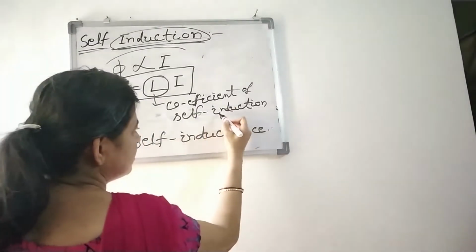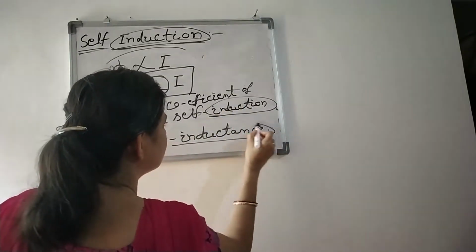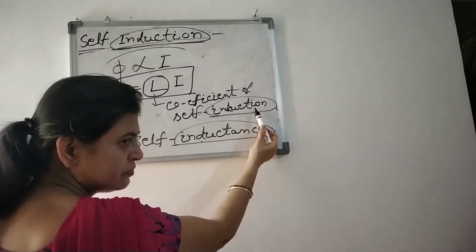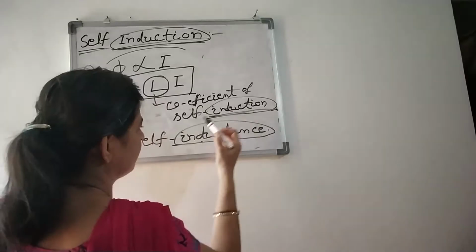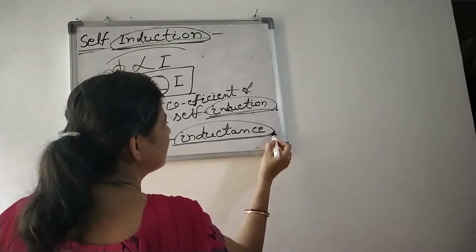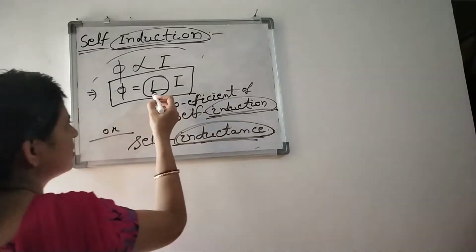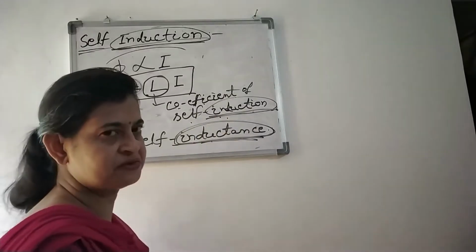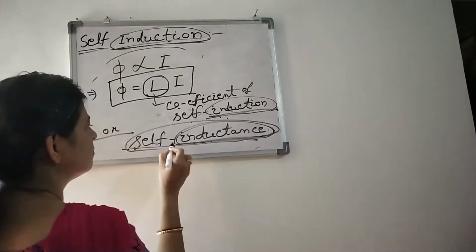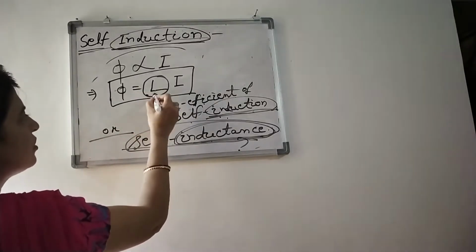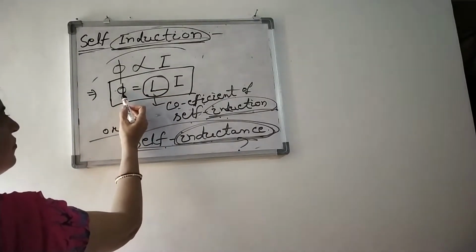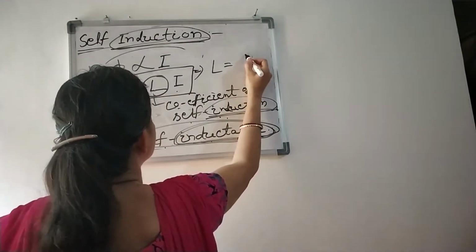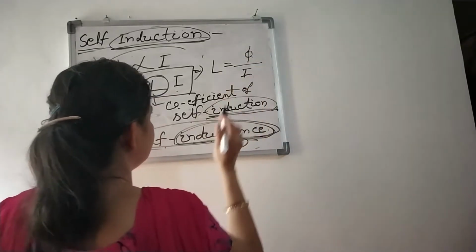Now, mark the difference between induction and inductance. Whenever we are discussing induction, that means this is the process or phenomenon. And whenever we are discussing inductance, this is the constant of proportionality, which is also called the coefficient of self-induction. Now, how can you define self-inductance? That means, how can you define L? From the relation phi is equal to LI, you can write L is equal to phi divided by I.